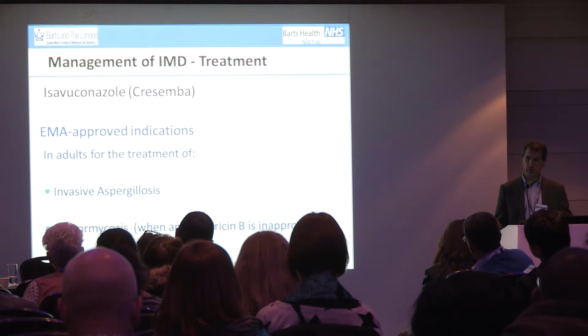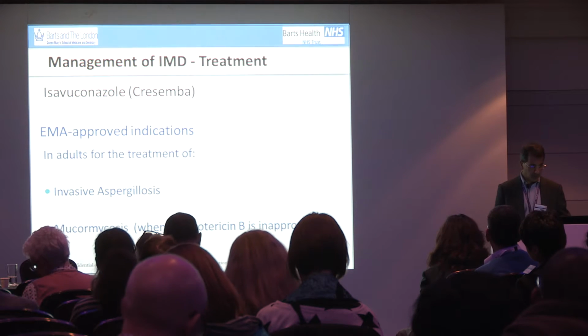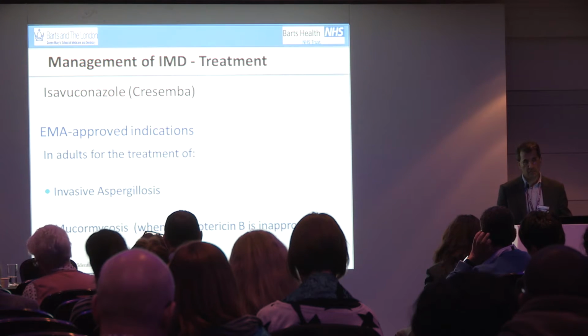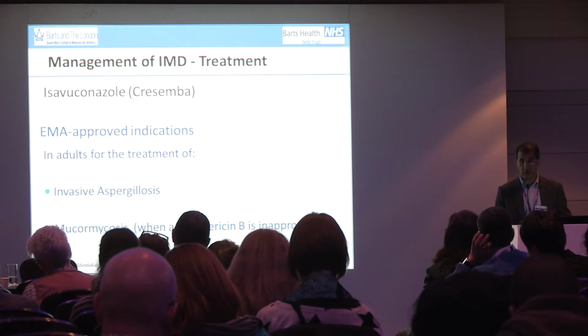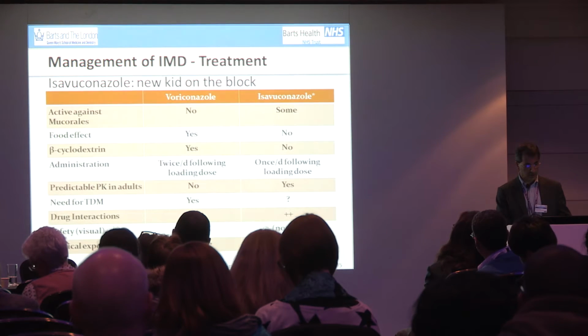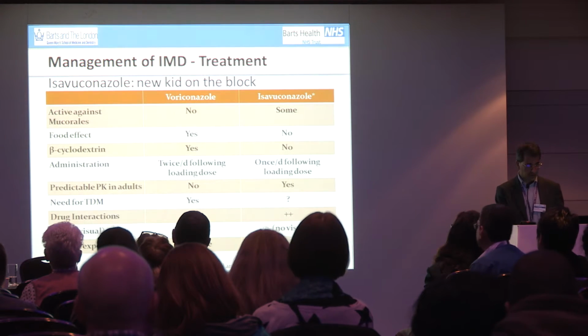So isavuconazole, I mentioned it earlier, is a newly licensed azole for the treatment of adults with invasive aspergillosis, but also for mucormycosis, in which we have very limited treatment options if amphotericin is inappropriate for some reason. And I'll just take you through this data fairly quickly.